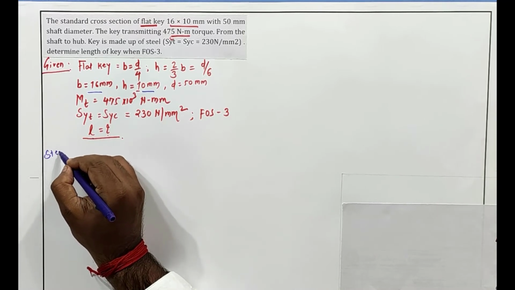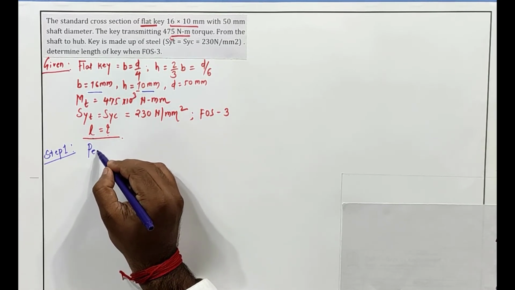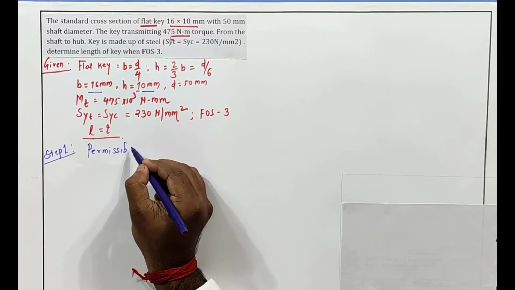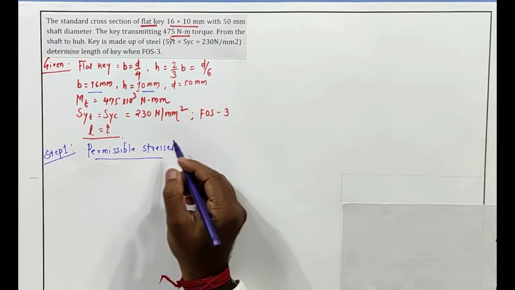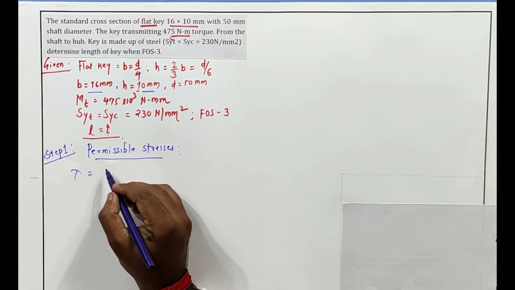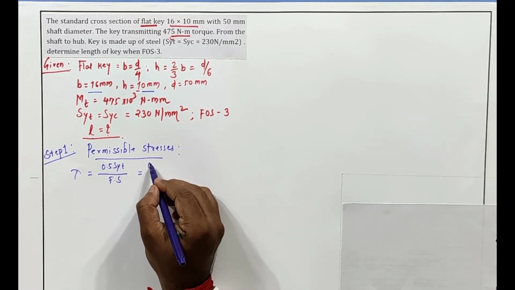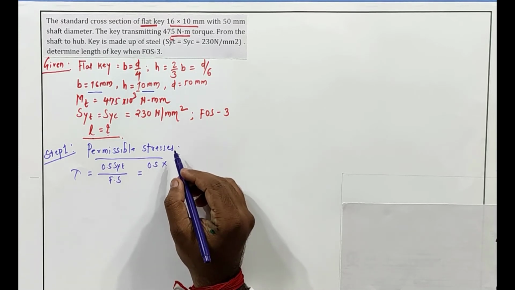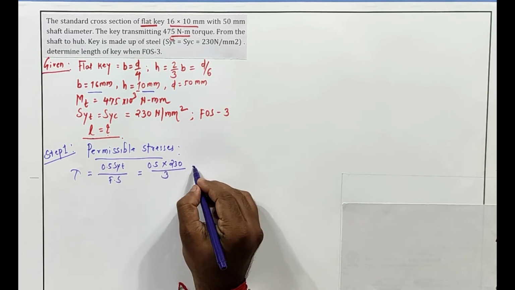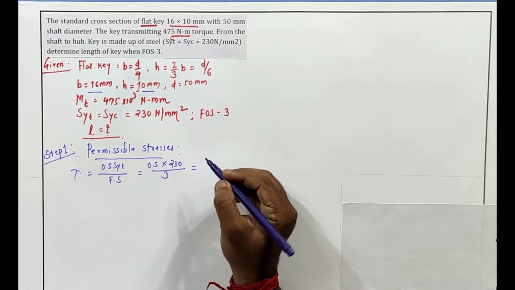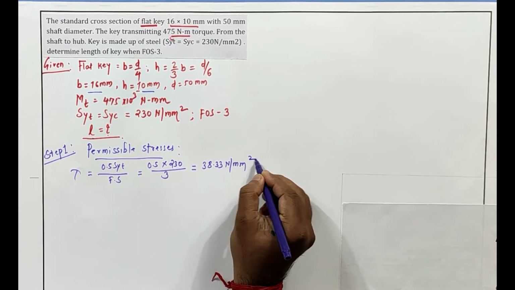First, step number 1, calculate the permissible stresses. While calculating permissible stresses, we know tau is equal to 0.5 SYT by factor of safety. So 0.5 SYT, how much? It is 230 divided by factor of safety, how much? 3. So therefore, we'll get the shear stress value is 38.33 Newton per mm square.